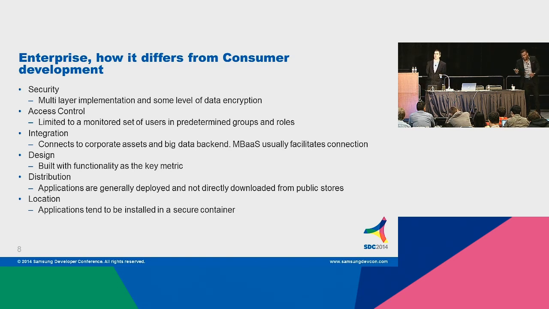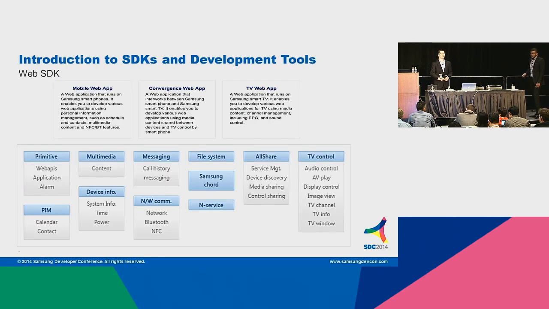And lastly, location, and I mentioned this a couple of times. It's always located in a secure container. We have our Knox. I know BlackBerry has Balance. I don't even know what the iOS version is. So there are MDM solutions for the other ones, obviously, correct. So that would be the differentiator between consumer and enterprise development. Obviously, there's a lot more when you get deeper in, but from a high level, I think those cover much of the differences.